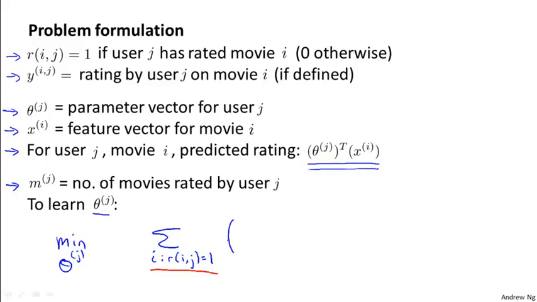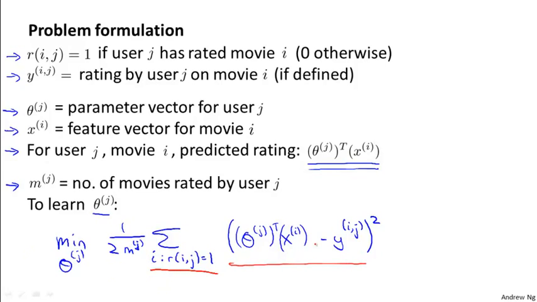And then I'm going to compute theta j transpose xi. So that's the prediction of user j's rating on movie i, minus Yij, so that's the actual observed rating, squared. And then let me just divide by the number of movies that user j has actually rated. So let's divide by 1/2 mj. And so this is just like least squares regression. It's just like linear regression, where we want to choose the parameter vector theta j to minimize this type of squared error term.